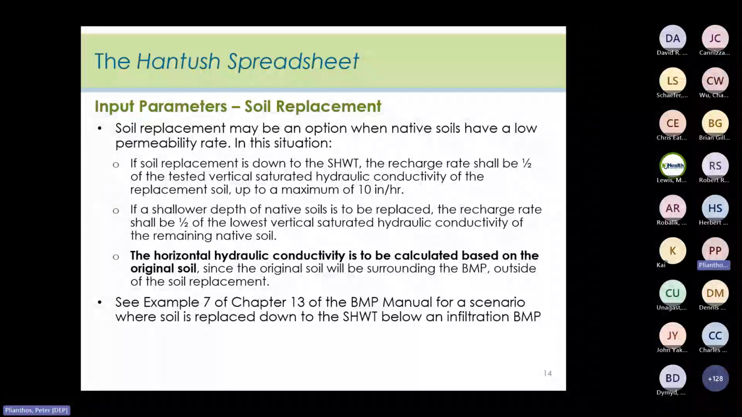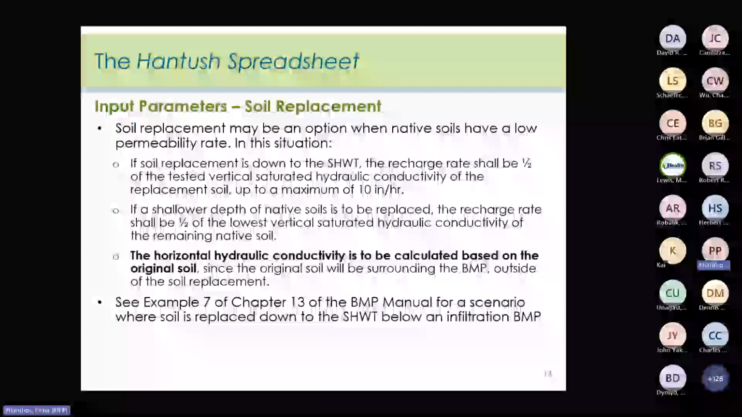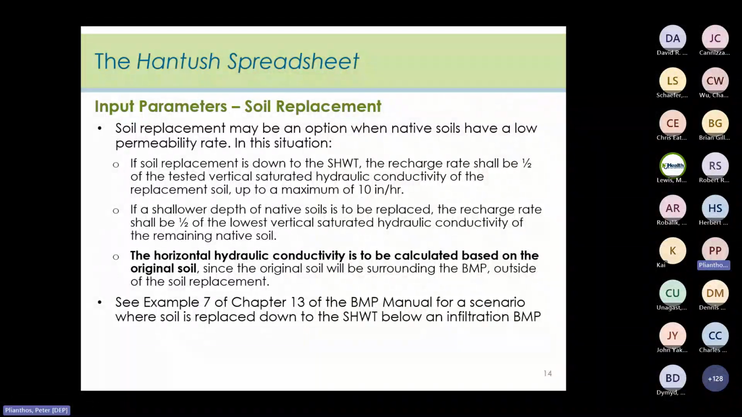However, the horizontal hydraulic conductivity shall be calculated based on the original soil, since the original soil will be surrounding the BMP outside of the soil replacement. The low permeability soil will still be present in the surrounding area, and the resulting horizontal hydraulic conductivity will still limit the ability of the runoff to be dissipated into the saturated zone and may result in high groundwater mounding in the unsaturated zone. Therefore, the use of soil replacement in basin designs must still be carefully evaluated with a groundwater mounding analysis.